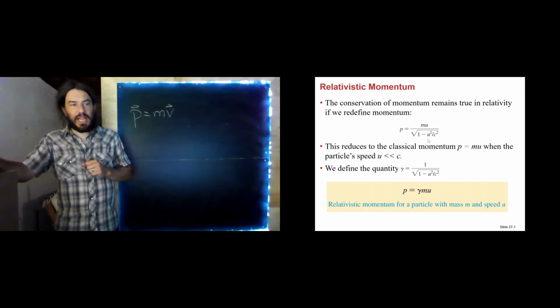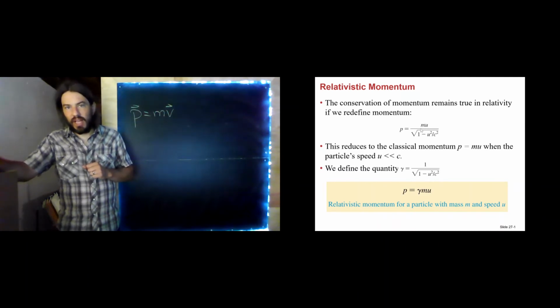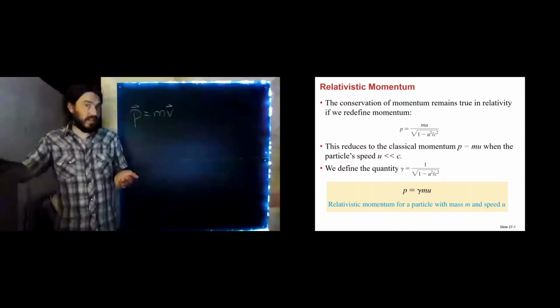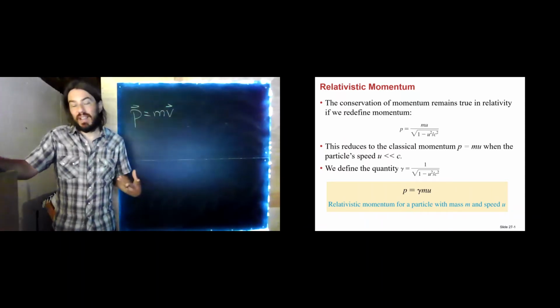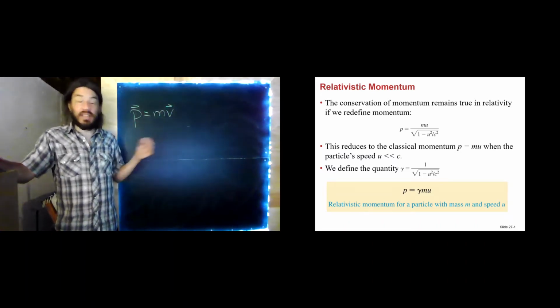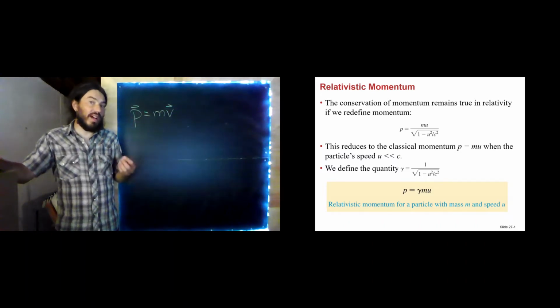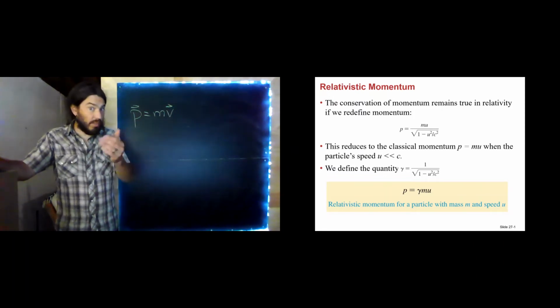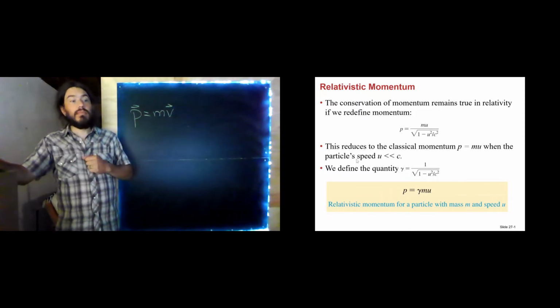Notice that once again, if u is very small, then this ends up just looking like our regular classical Newtonian momentum. So we could think of the momentum equation that we learned last semester as being a special case of the momentum when the velocity is low, small compared to the speed of light.